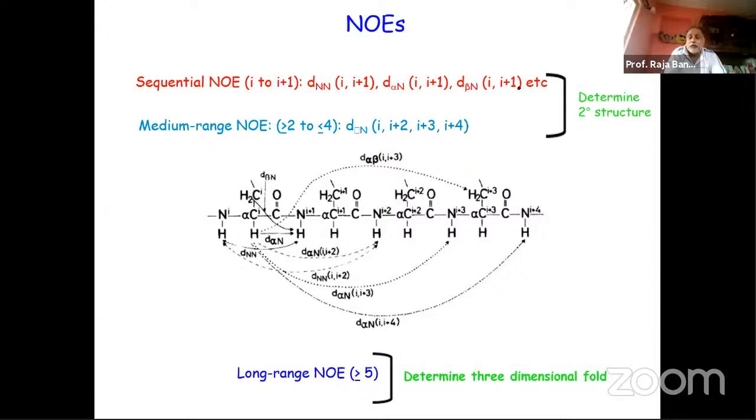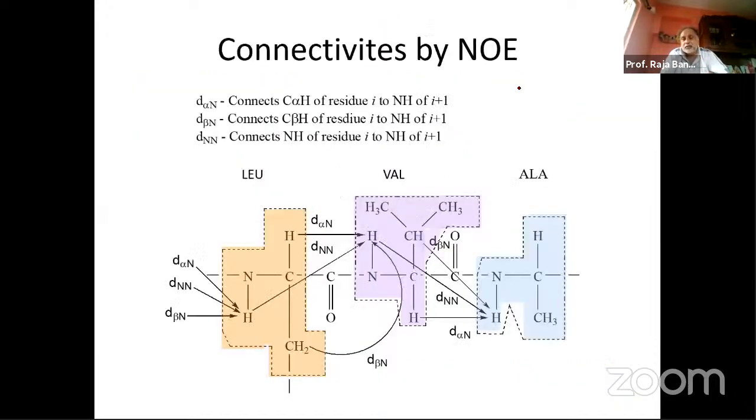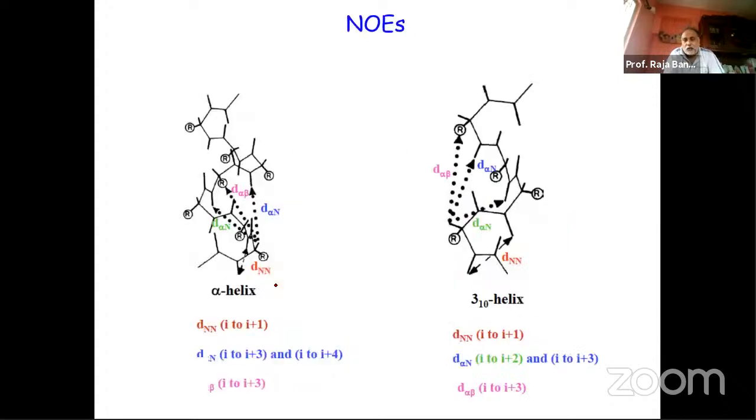If you have NN i to i+1 and alpha N i to i+3, then you can call it a helical structure. So connectivity of this: connect C alpha H of residue i versus NH of i+1. This is the beta H, so it is for the sequential walk. And then you go for this one, you find that this is for the helix, alpha helix and 3-10 helix. You see NN i to i+1, both are positive.